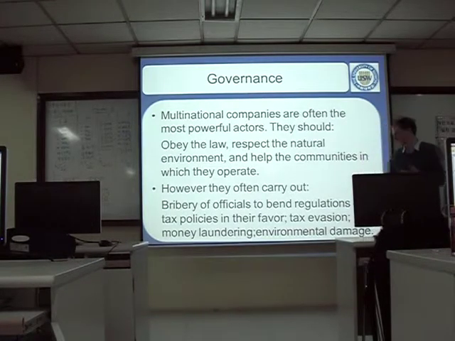So the problem is that companies often carry out bribery. We understand bribery. Yes. To change the regulation so they can damage the environment. Change the tax policy so they don't pay much tax. There's a big debate in the US at the moment about companies paying very little tax. Also in the UK, I think they found that one year a company like Starbucks paid no tax in the UK, right? Something ridiculous. Some big multinational, and they paid no tax because, whatever way they did their accounting, they made some tax policy in their favor. So this is kind of tax evasion, money laundering, and environmental damage.